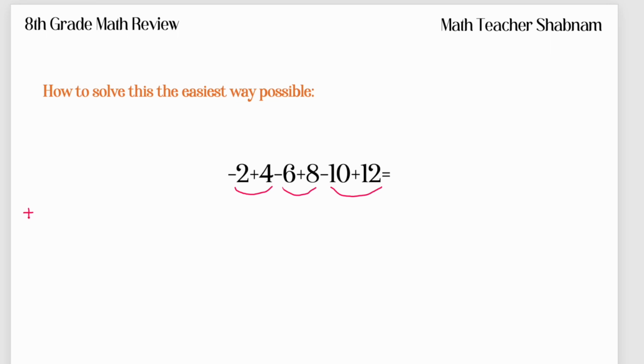So first I'm going to have a plus 2, and then I'm going to have another plus 2, and then I'm going to have another plus 2. That was pretty straightforward. I have plus 6.